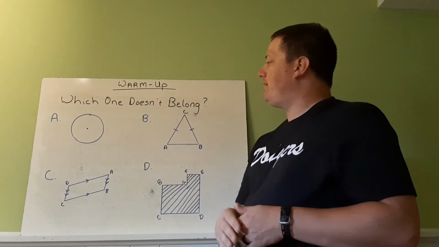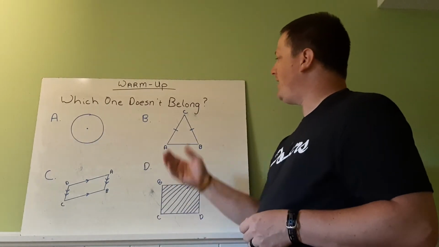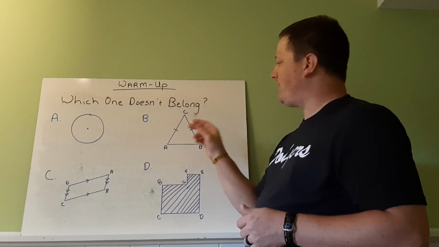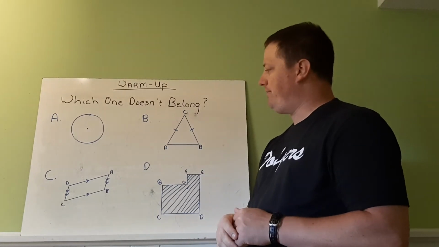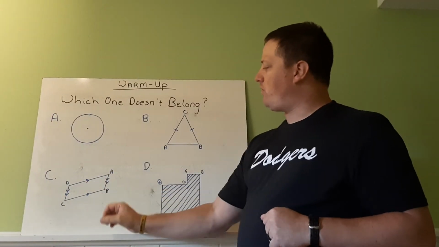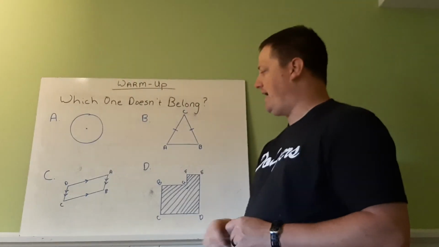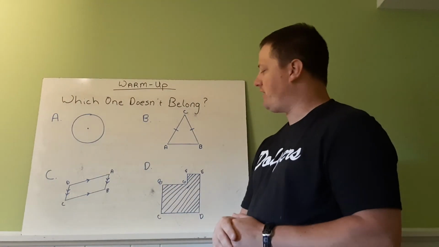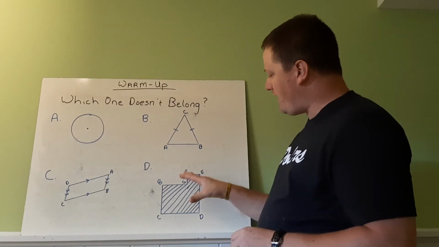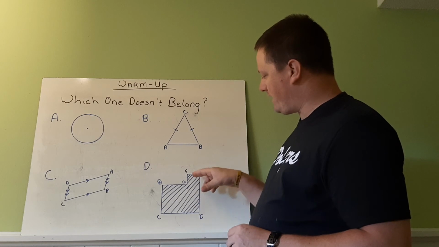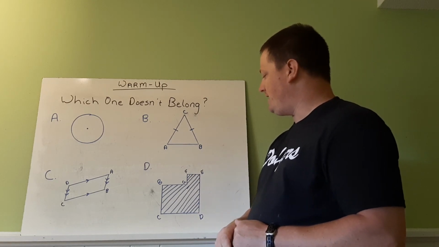So here in figure A, we have a circle. In figure B, we have a triangle. It looks like 2 sides have been marked congruent. In figure C, we have a quadrilateral with 2 pairs of parallel sides. That's what the arrows mean if you've forgotten that. And in D, we have a square, it looks like, with either a rectangle or another square attached to it.